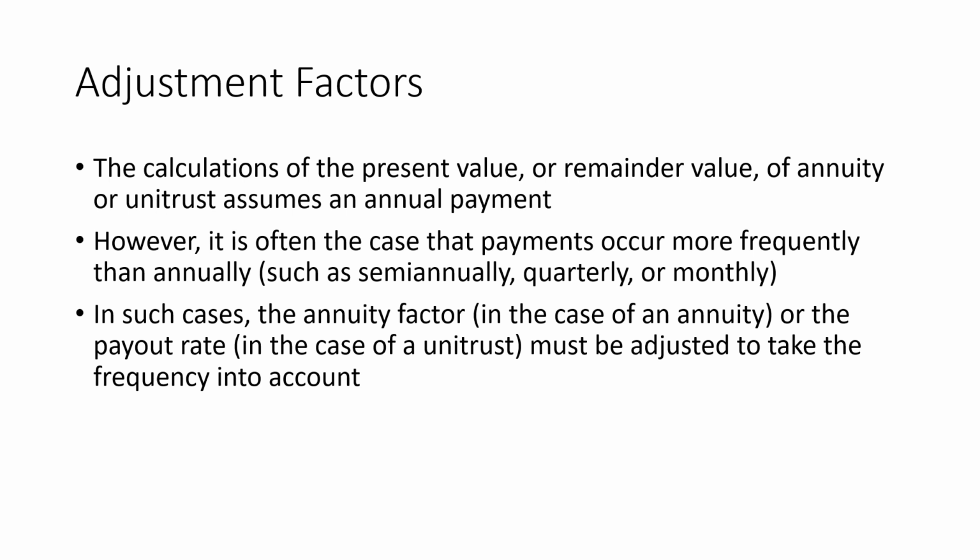Now, as I mentioned, the significance of adjustment factors ties into the fact that most IRS tables start from a baseline assuming that an annuity or unitrust will be payable annually. However, it's often the case that payments occur more frequently than annually, such as maybe semi-annually or quarterly or monthly, whatever the case might be. So in that case, you have to adjust essentially the assumed value of that annual annuity payment or unitrust payment by a percent to take into account that increased frequency over annual distributions.